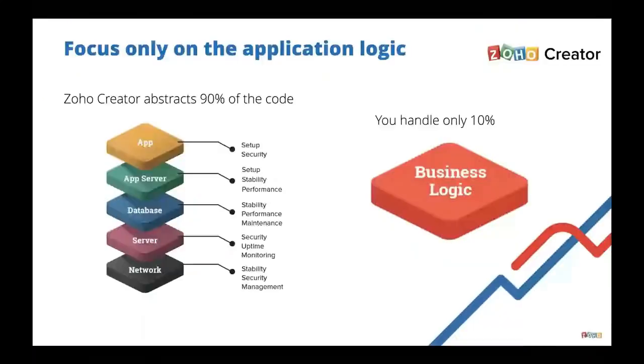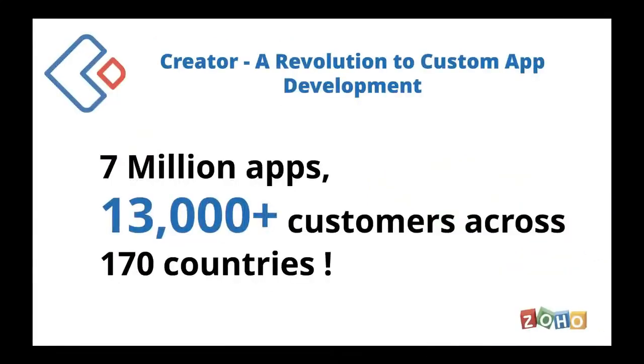Zoho Creator allows you to abstract 90% of the code. So you don't have to worry about the network, server, or database layers, or even an app server layer. All you have to focus on is mostly the business logic behind it. So that saves a lot of time for you as a developer. On Zoho Creator, we have built 7 million plus applications so far, and we have 13,000 plus customers using it across different countries.